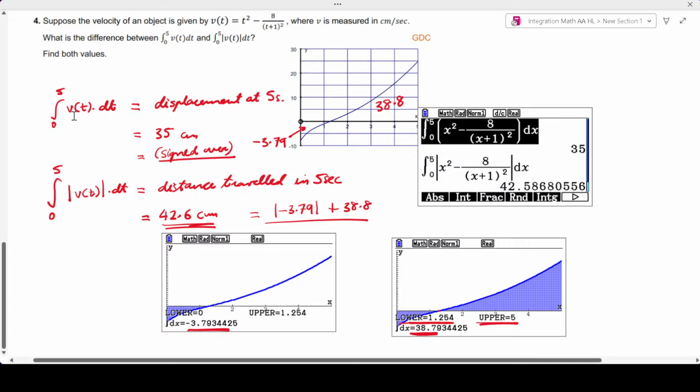So remember that if you take it without the absolute value, you will get the displacement, because displacement can be negative. Displacement is a vector quantity, so displacement will have a sign. When the displacement is negative, it means the body is on the left of the observer.